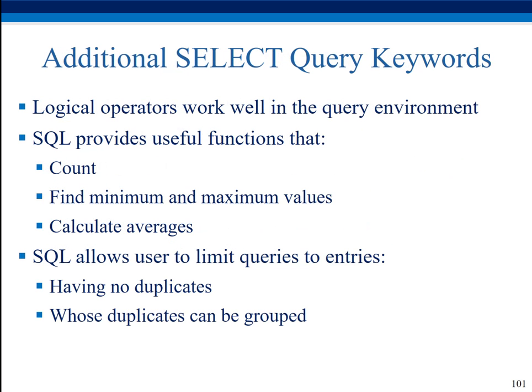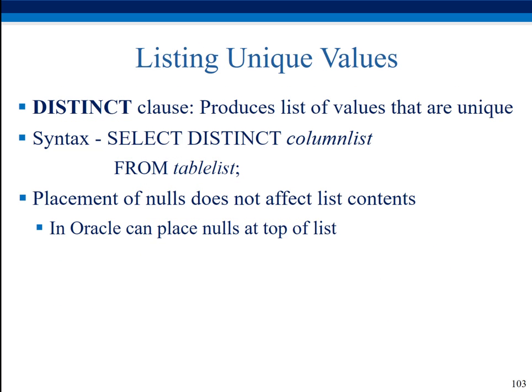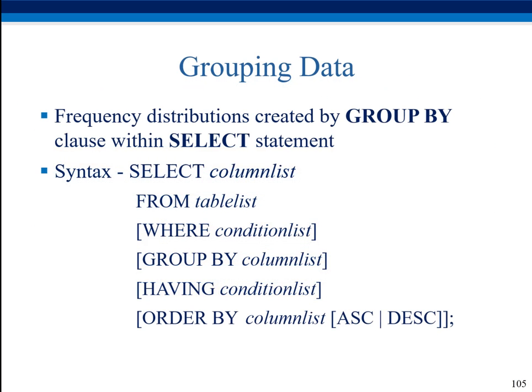Additional SELECT commands, again: COUNT, find minimum and maximum values, calculate averages, and then you also want to make sure that there are no duplicates in there, the UNIQUE in here. We talked about ORDER BY, cascading order sequences, just multi-level ordering sequences, a little bit more explained in chapter 8. Unique values is DISTINCT, and some more aggregate functions, all duplication here.